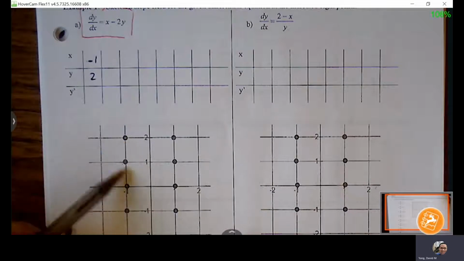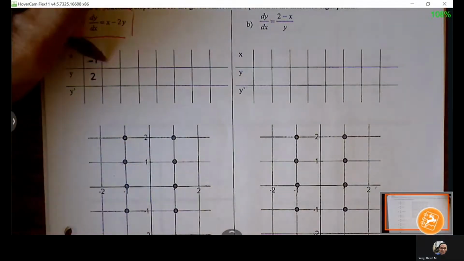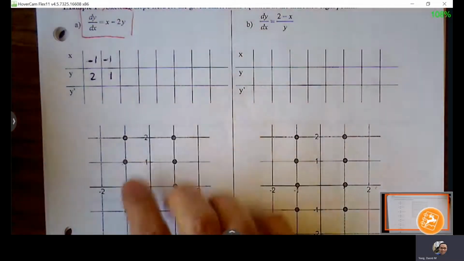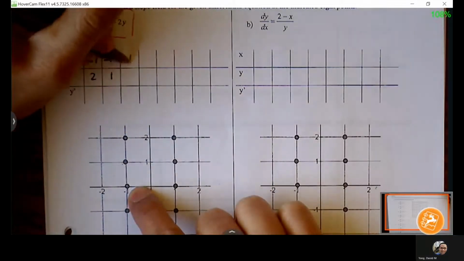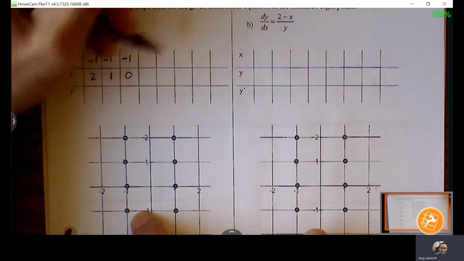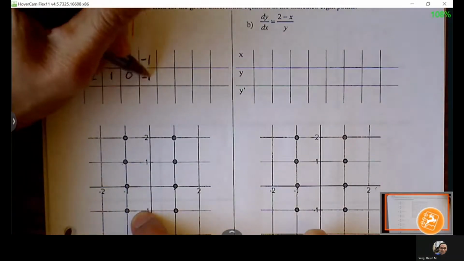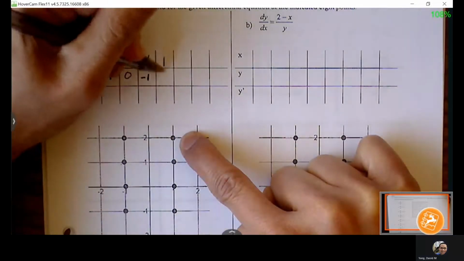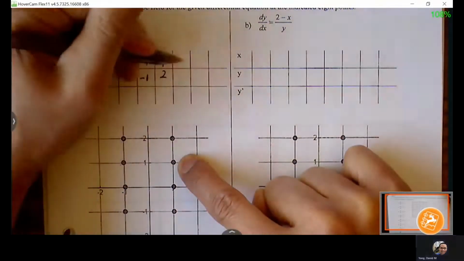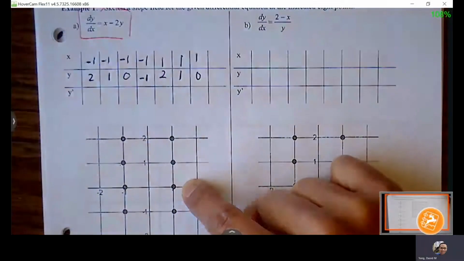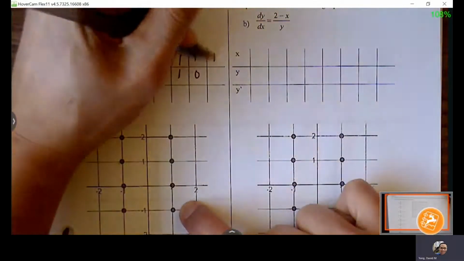Okay, now go down the line here, negative 1, 1. Negative 1, 0 here. This ordered pair is negative 1, negative 1. Okay, up here, ordered pair is 1, 2. 1, 1. 1, 0. And 1, negative 1.